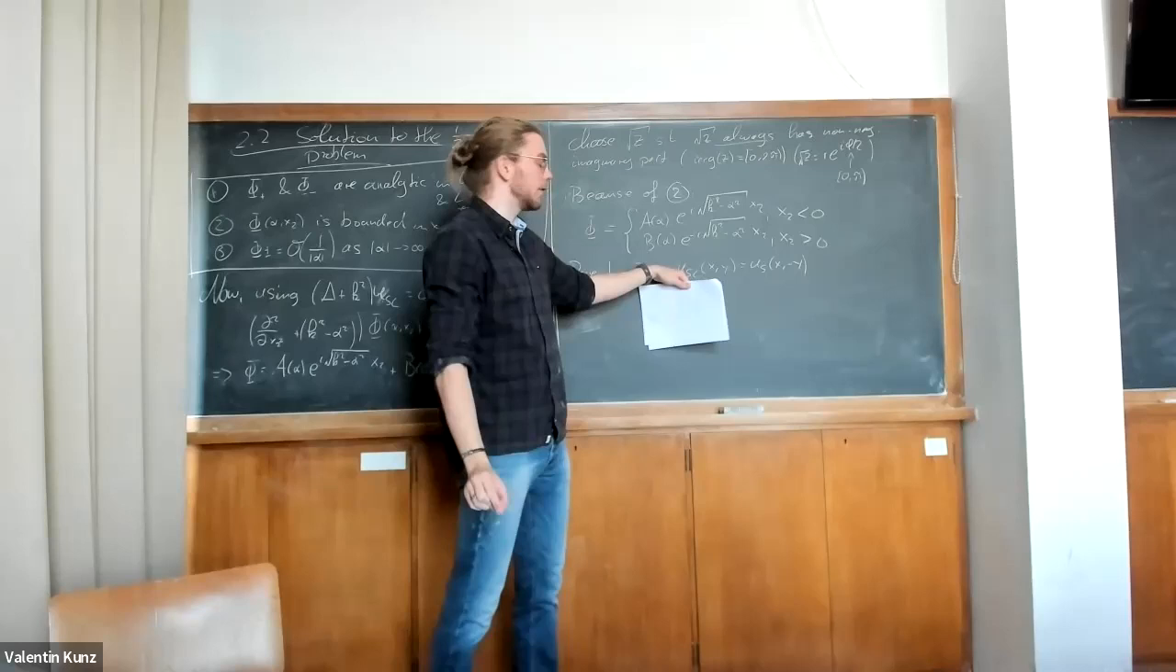Dx squared phi plus minus, so here plus minus, minus b, bx2, plus minus, and we immediately find that this is equal to zero because of this.